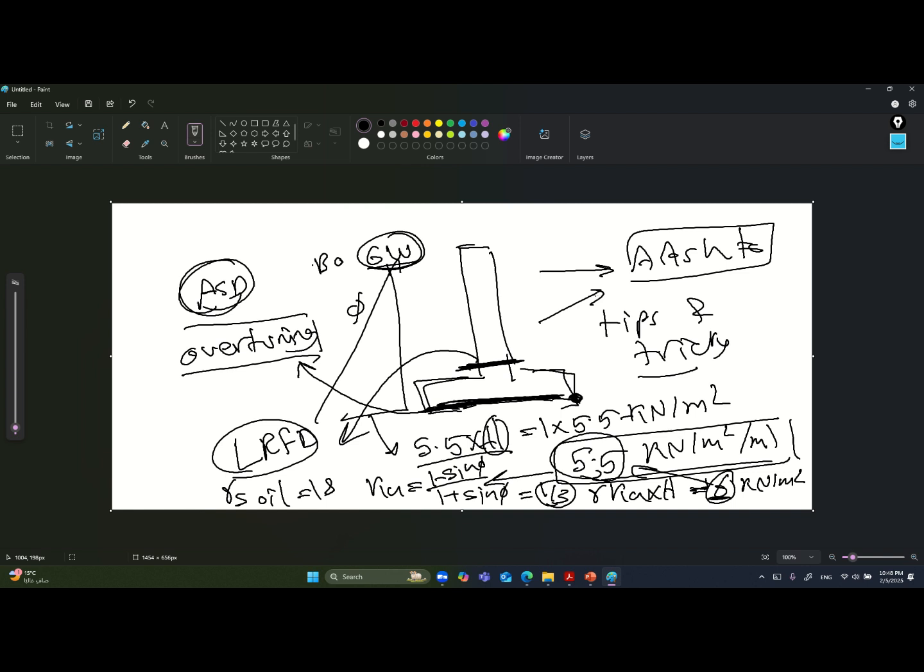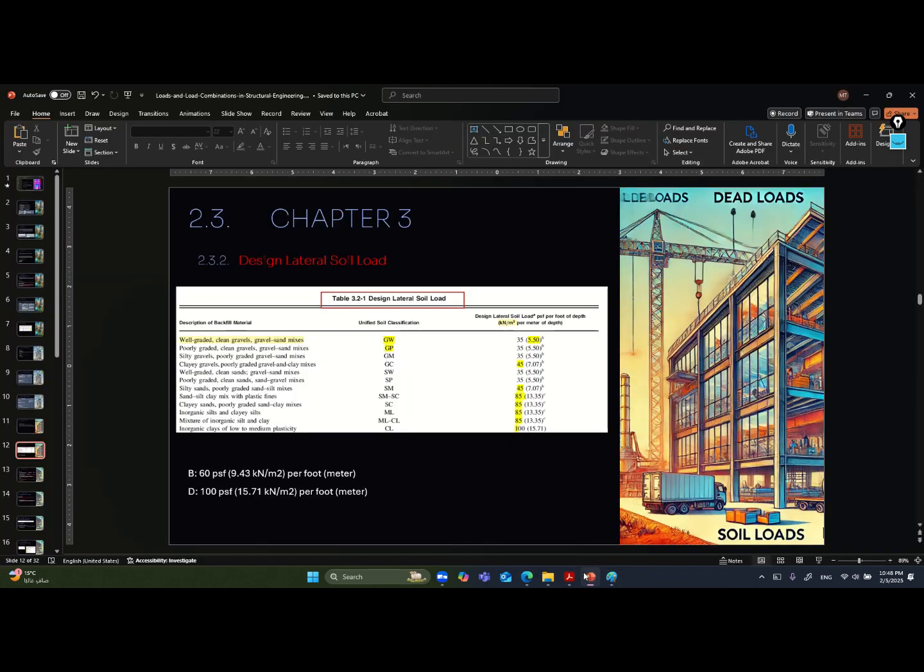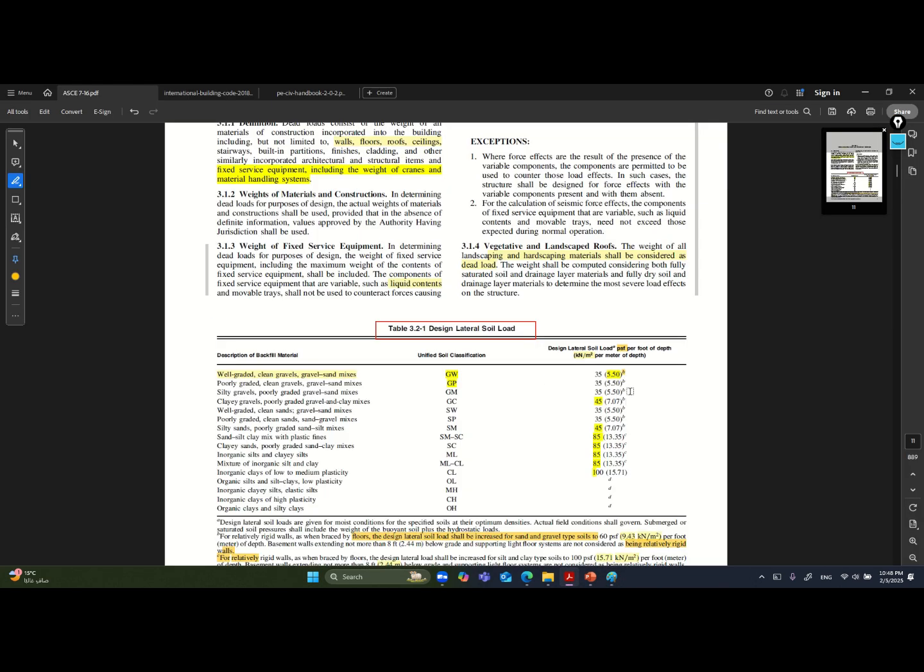So as I told you before, if he mentions that you have a retaining wall and he doesn't give you enough information, don't go run to ASCE. You can use chapter 3 in ASCE to determine the force. Also, it is important to know that he gave you Note B.